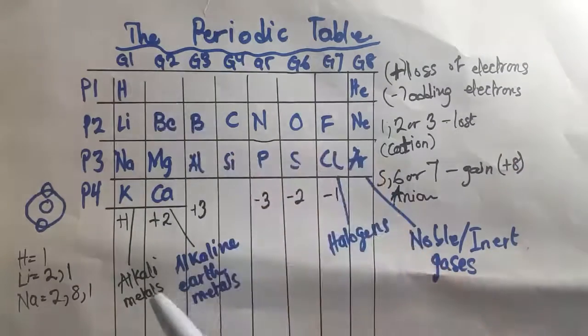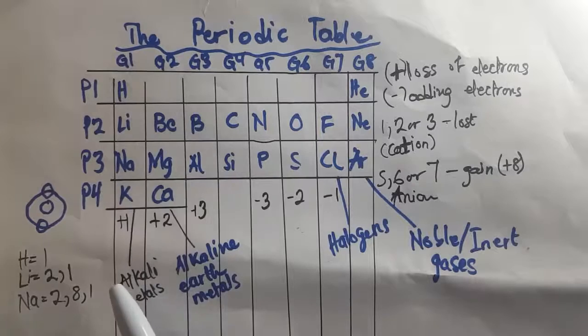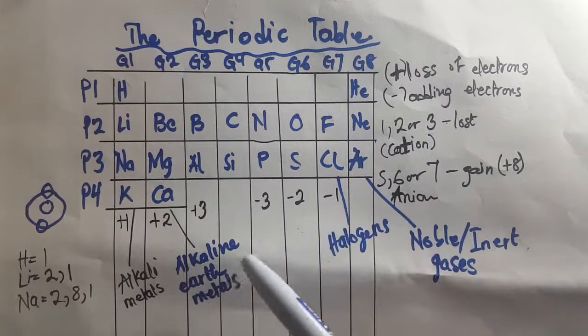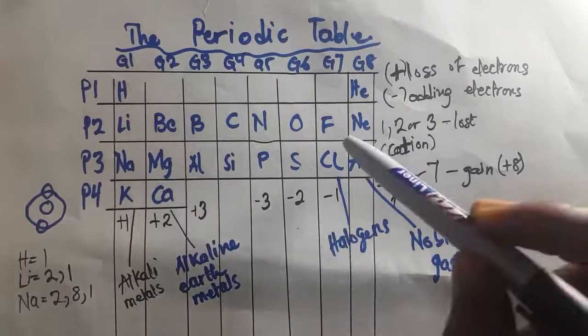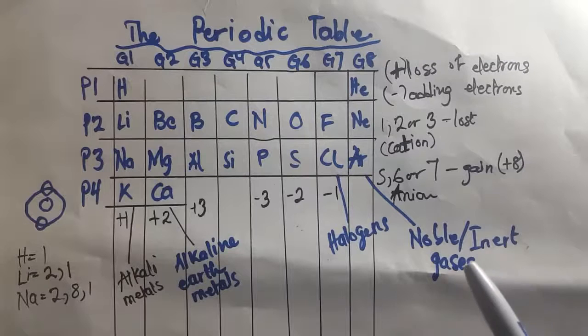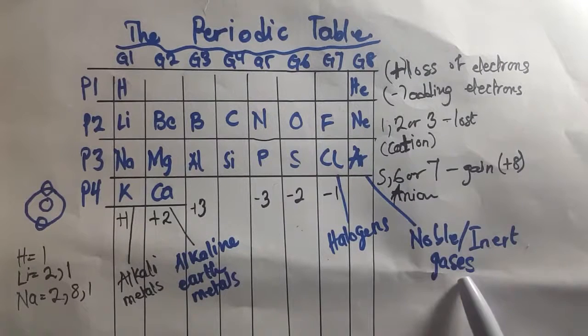Now all elements in group 1 are called alkali metals. Alkali metals, that's their name. All elements in group 2 are called alkaline earth metals. Elements in group 7 are called halogens. The elements in group 8 are called noble or inert gases.